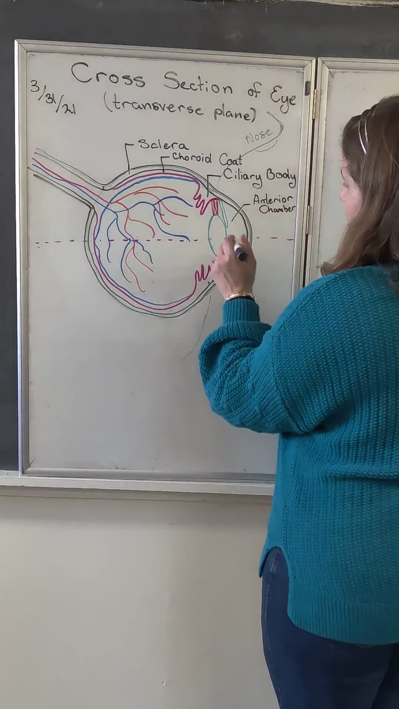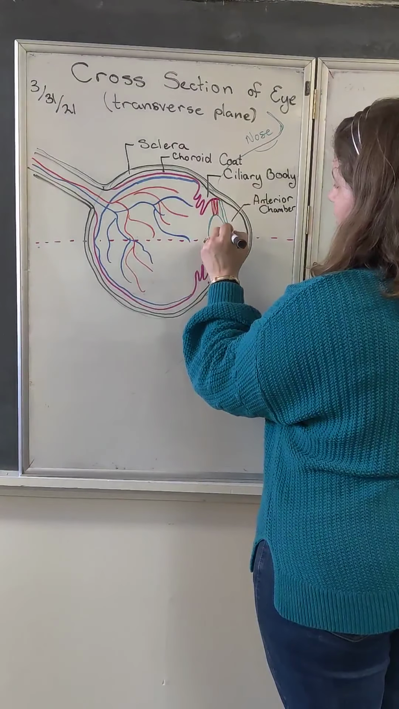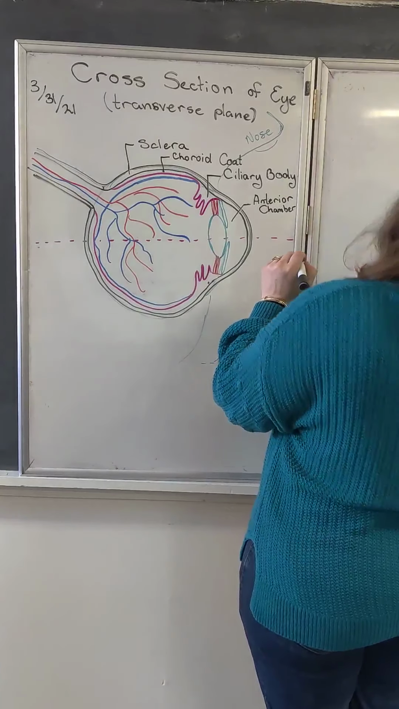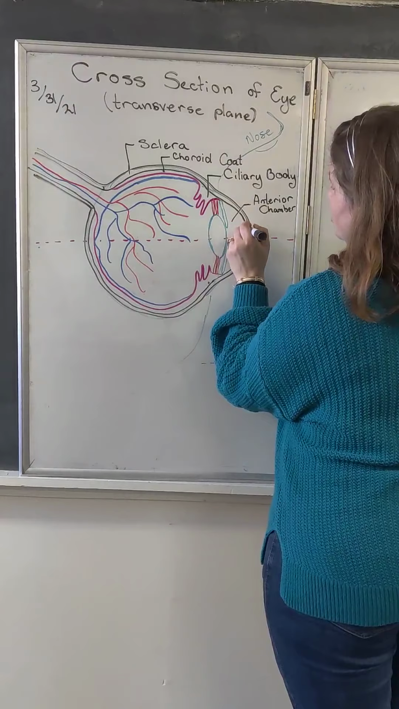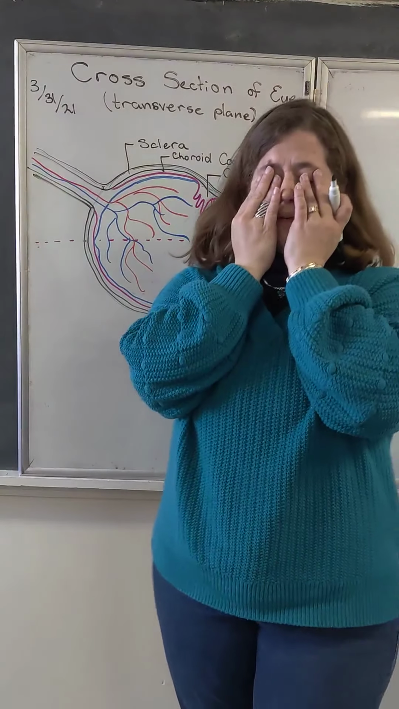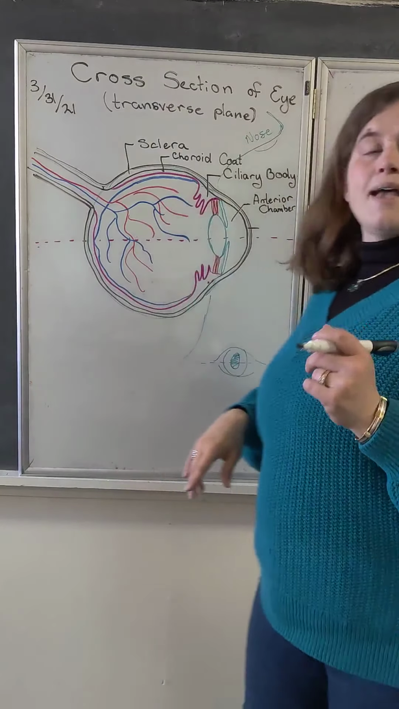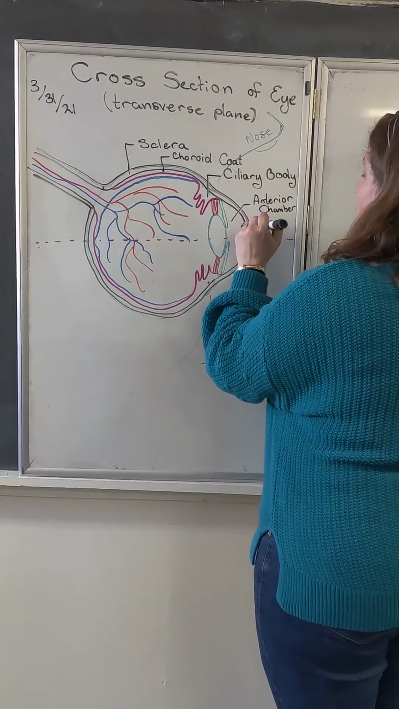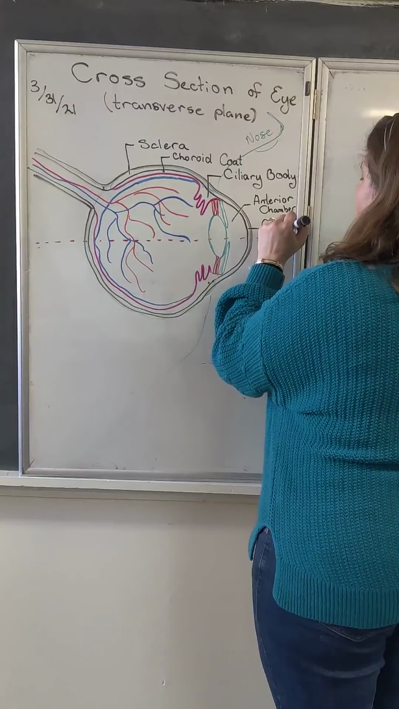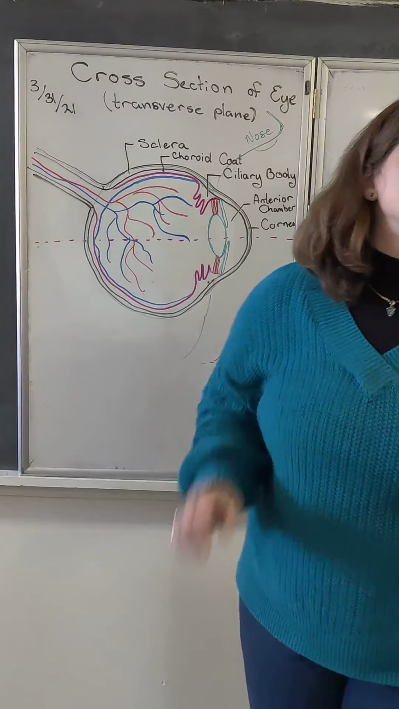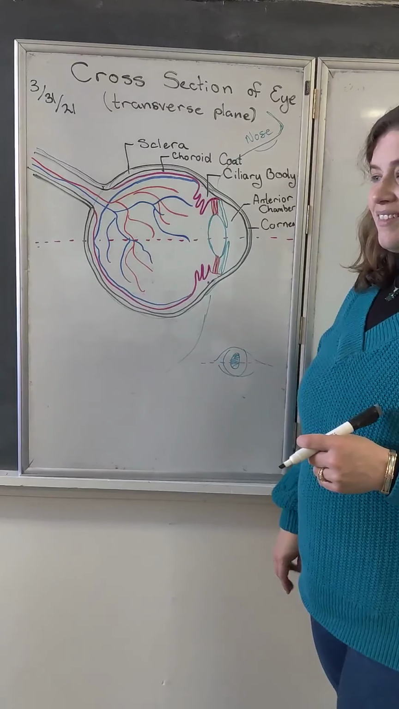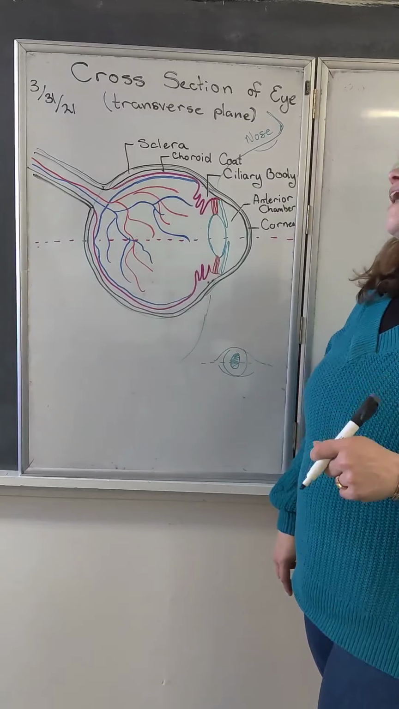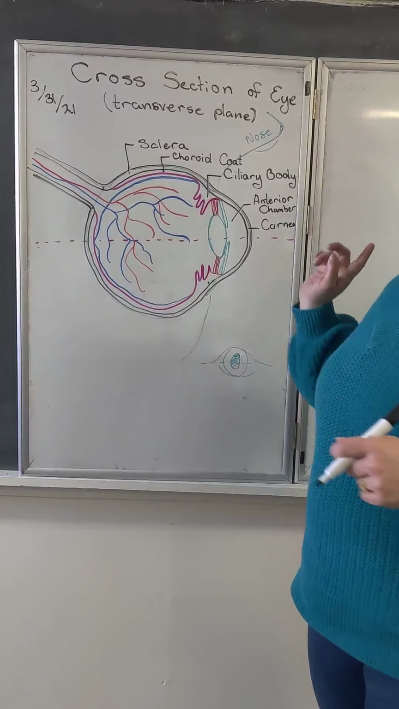Now, this space. The clear section here, that bump you can feel when you roll your eyes around? That is called your cornea. Corny. Latin or not Latin? Latin. Almost exactly Latin. It comes from cornu.